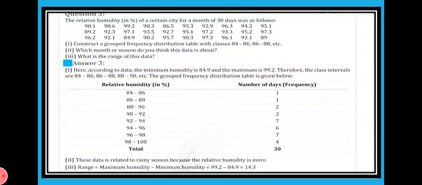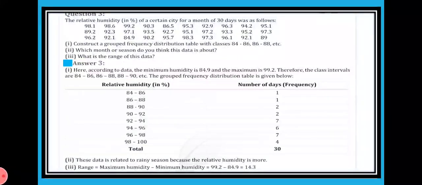Again, draw 2 columns. First column as relative humidity in percentage, and second column as number of days, that is frequency. So the first class interval is 84 to 86, then 86 to 88, 88 to 90, 90 to 92, 92 to 94, 94 to 96, 96 to 98, and 98 to 100. We have to select up to 100 because the maximum relative humidity is given as 99.2%.